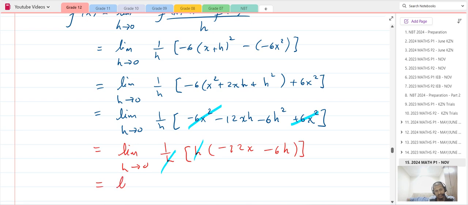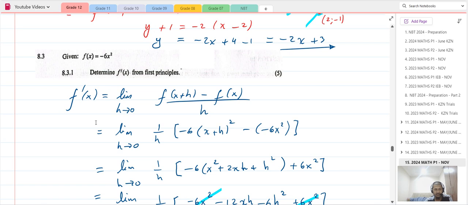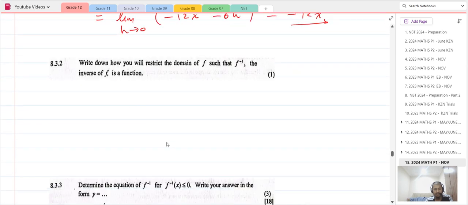Substituting h as 0 into minus 12x minus 6h. The answer is this, minus 12x. Right, I hope you understood that. Don't forget to leave comments if you don't understand anything. So minus 12x. Perfect.